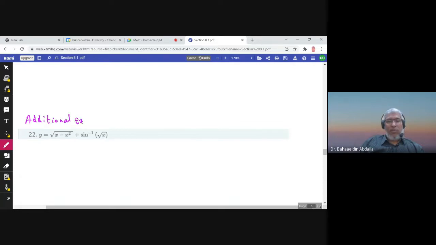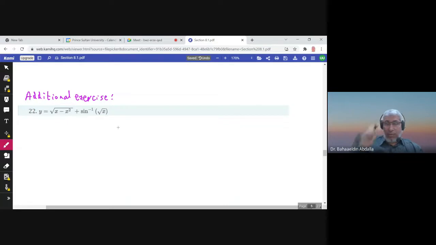And let me call this an additional exercise. Notice here that x is not given. It's not given that x is between what and what. We need to find the arc length. But if you look at the function, I have x minus x squared below the square root. So x minus x squared has to be greater than or equal to 0. That's the domain of the function.